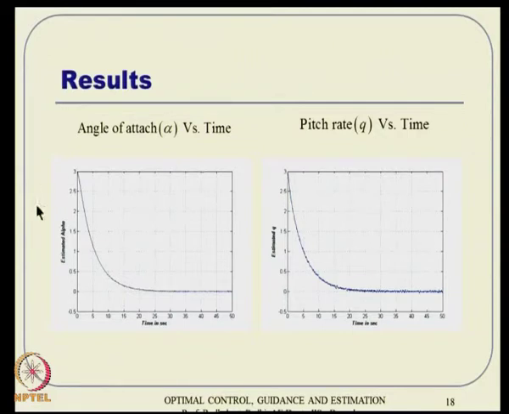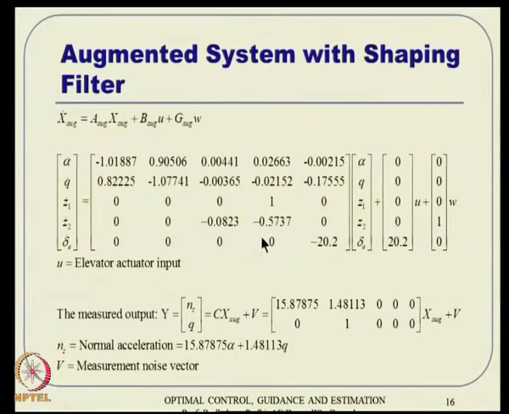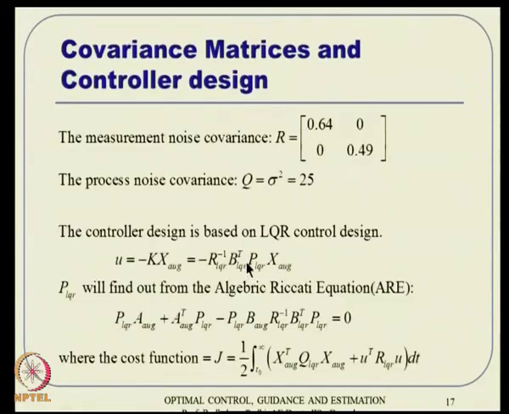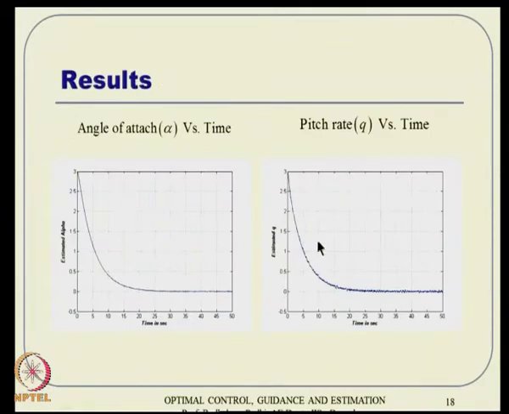Now, this is alpha and this is q, and remember alpha is one order smoother than q. If you think about the dynamics of alpha dot and q dot, alpha dot talks about the angle between two velocity vector components, and q is directly the pitch rate. So, pitch rate is more sensitive to the gust, and alpha is one order smoother than that. That effect is also visible here.